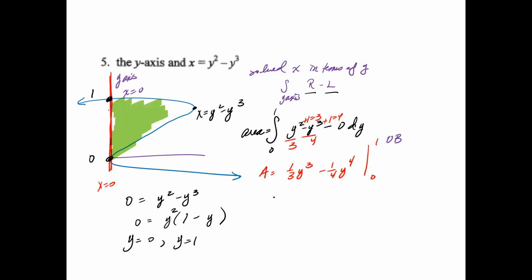Let's plug in the upper bound. Upper bound is going to be 1, so that's just 1/3 minus 1/4, minus, now let's go ahead and plug in your lower bound, 0. So both of these have 0, so it's just going to be 0. Find your common denominator. I'm going to put a 12, which is a 4, 12, which is a 3. If you subtract it, 1/12 unit squared is your area.